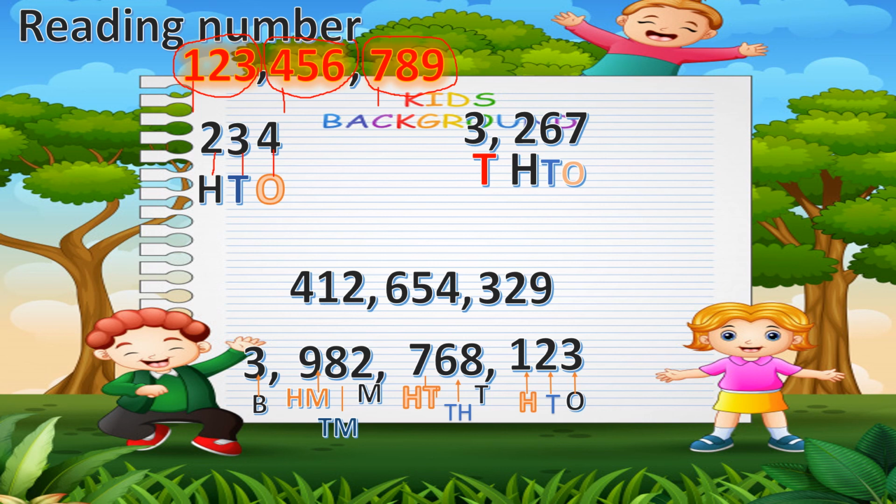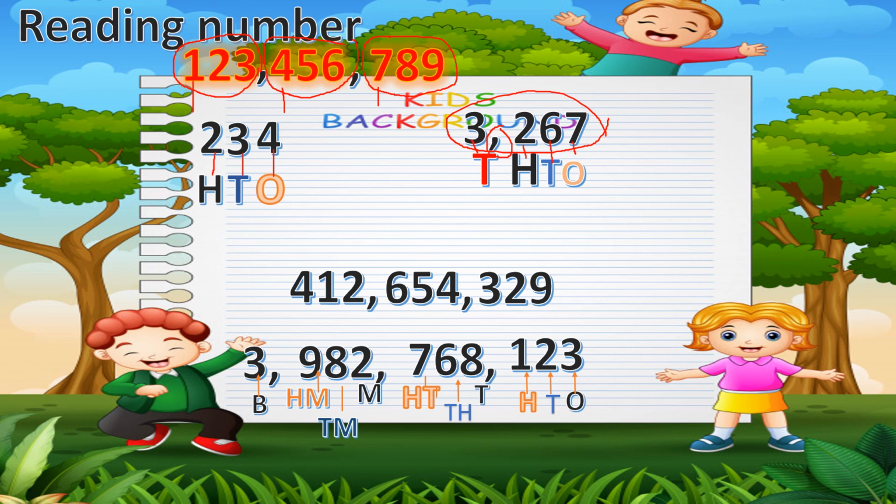Okay, we have here 3,267. It's easy for us to read this number using a separator like a comma. We know that 7 is in the ones place, 6 is in the tens place, 2 is in the hundreds place, and 3 is in the thousands place. So we're going to read it like 3,267. It's easy? Okay, now we have a bigger number.